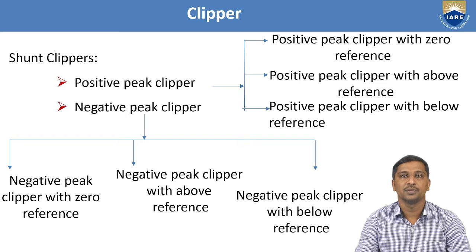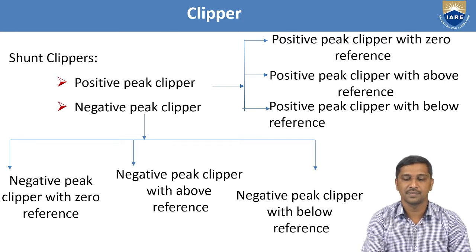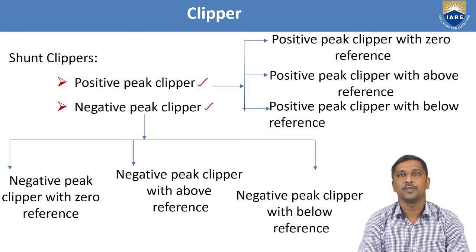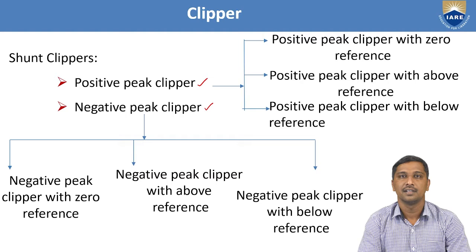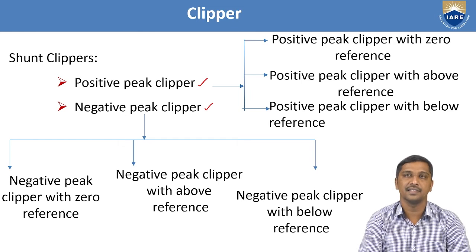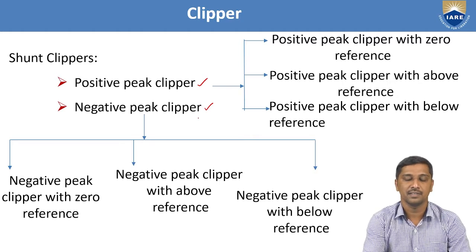Today I'm going to explain the shunt clipper analysis. The shunt clipper is again classified into two types: one is the positive peak clipper, and another is the negative peak clipper. Based on the definition of the clipper, it either attenuates or limits some portion of the given arbitrary input signal. From that response, we classify the shunt clipper into these two types.